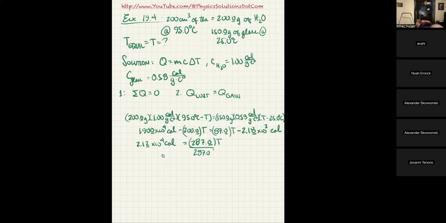And remember, that is calories per Celsius degree over 287 calories per Celsius degree. And in this case, I'm going to say divided by 287, and that gives us only 2 sig figs, so it's 73.8 Celsius degrees is equal to T.